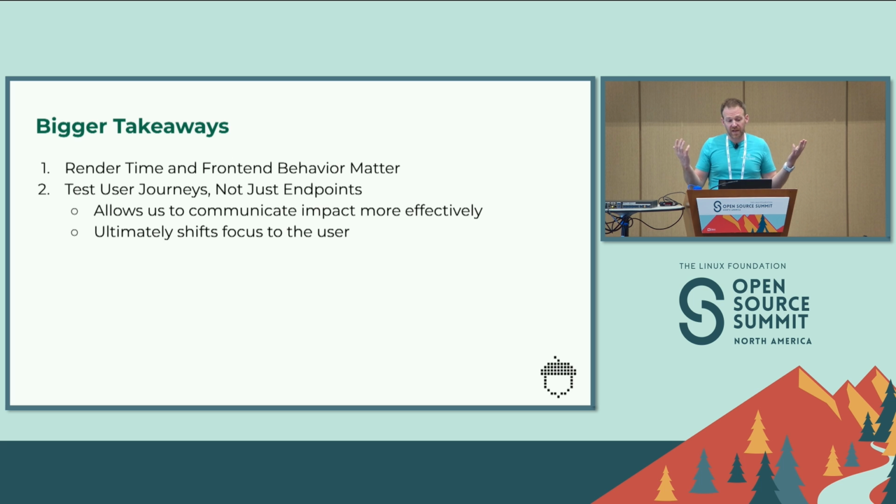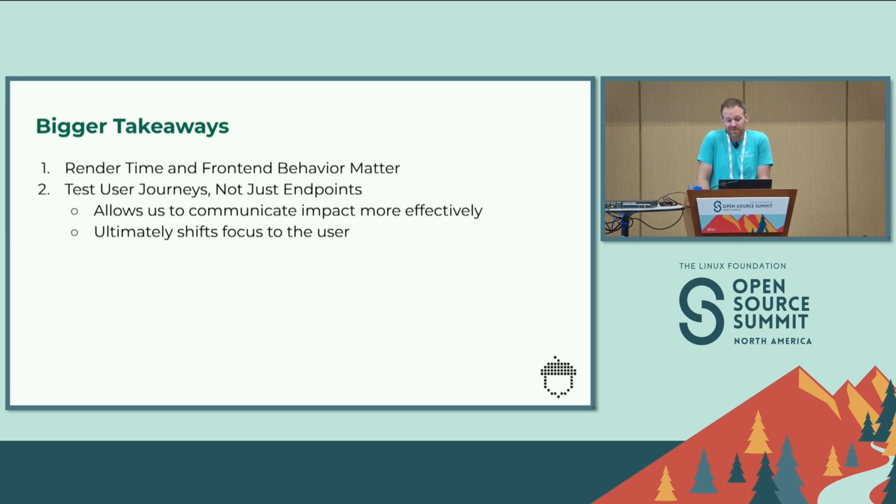And then for bigger takeaways, obviously the render time is going to be important. What we found during some of our testing, and I don't have great examples of this, but we did find examples of where a single slow request early in the chain can really lengthen the time that an entire iteration takes. So front-end performance matters.